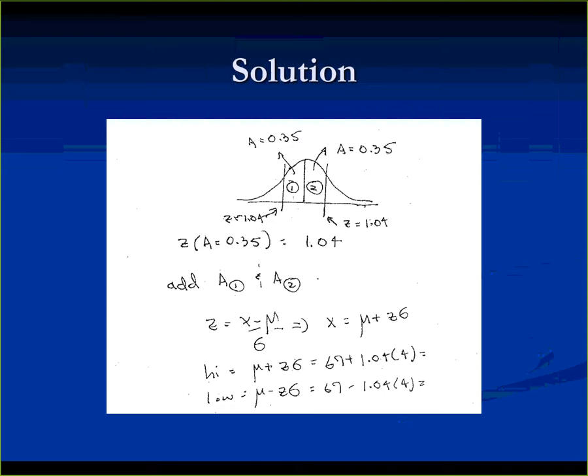And below, because you are to the left of the mean now, your z value is negative. And again, that just indicates that you're to the left of the mean. So the low value is 67 minus 1.04 times 4. And that's how you solve for those two ends of this 70% confidence interval, which again we'll talk about in a little bit.